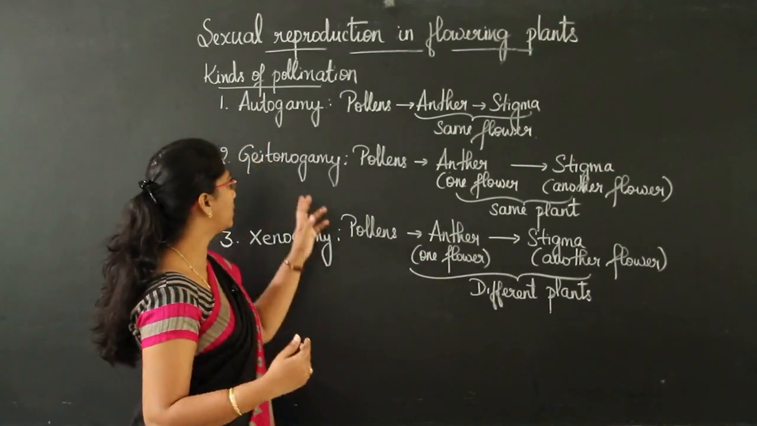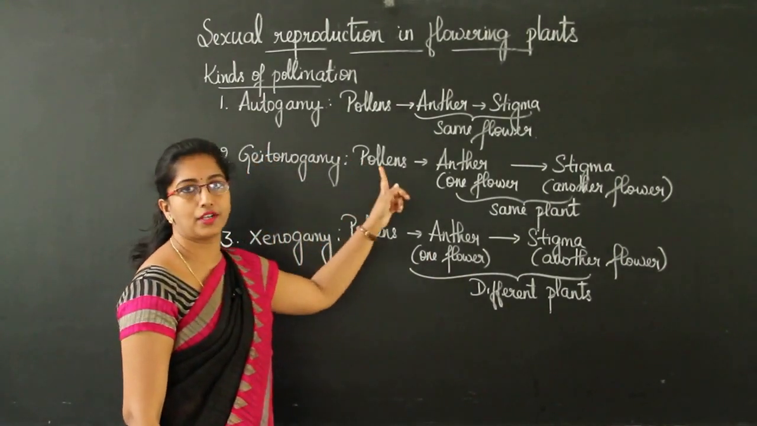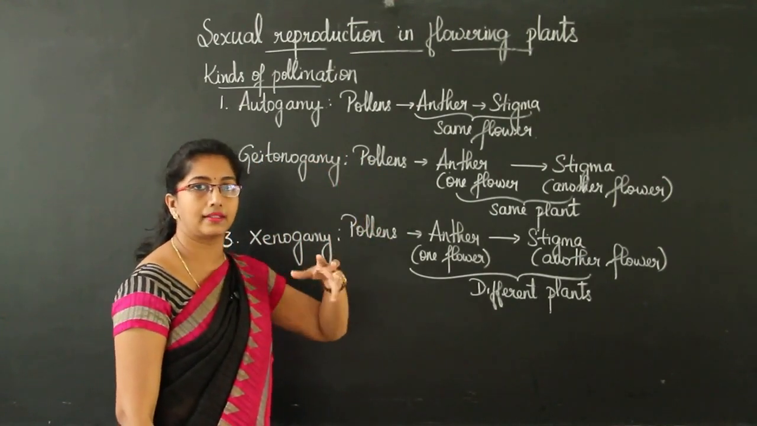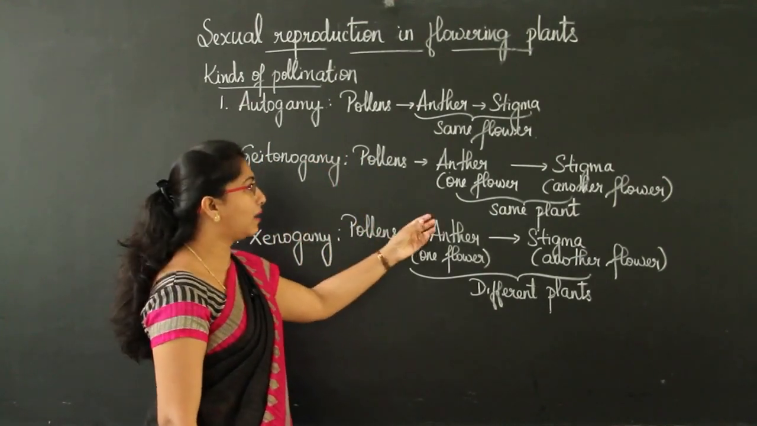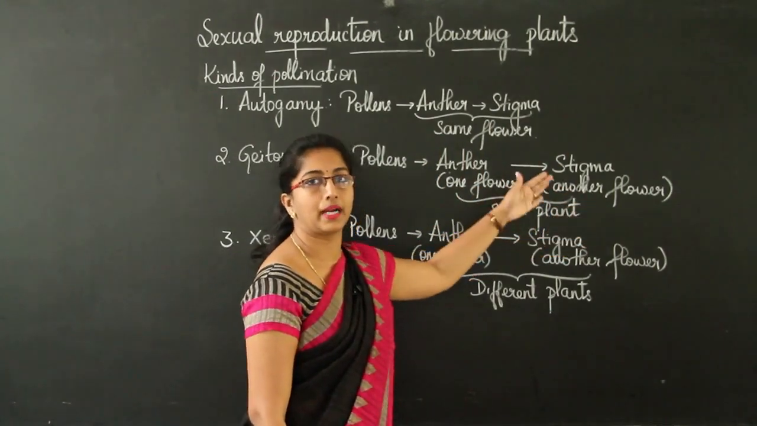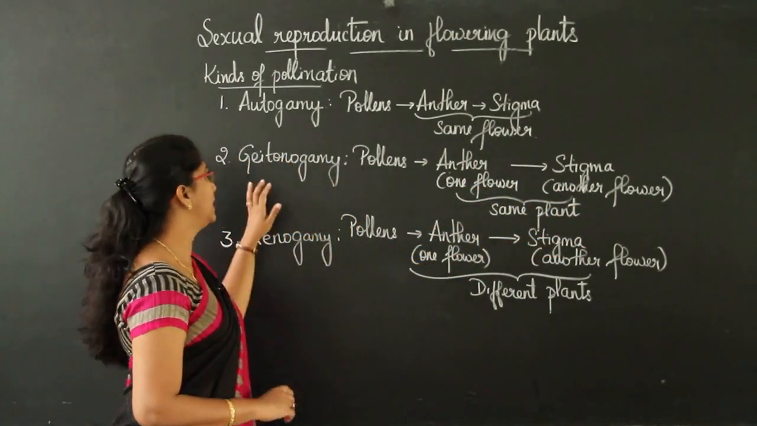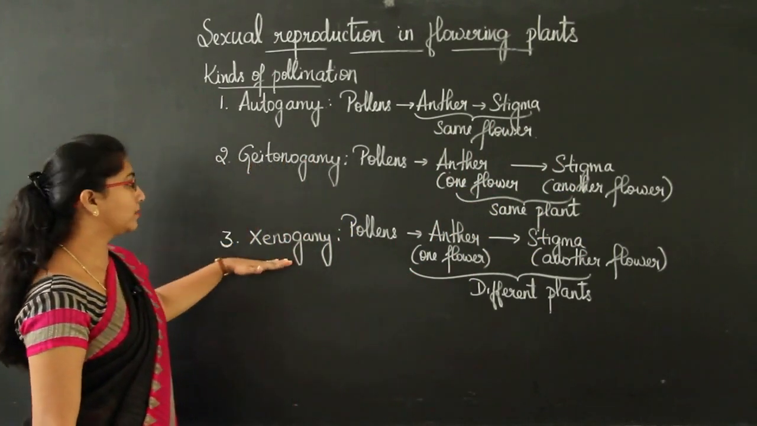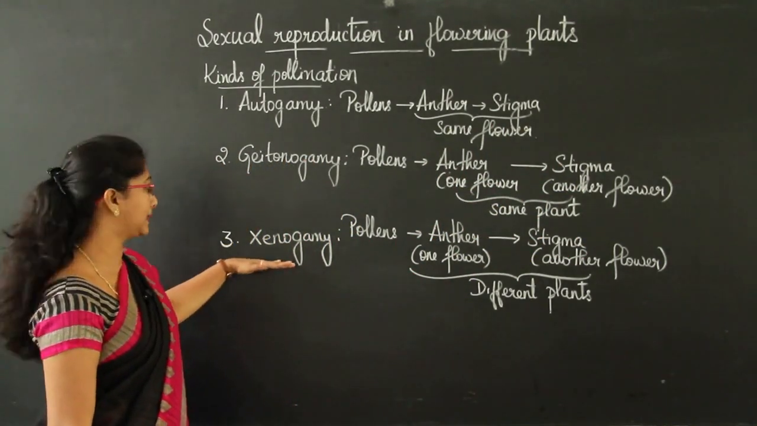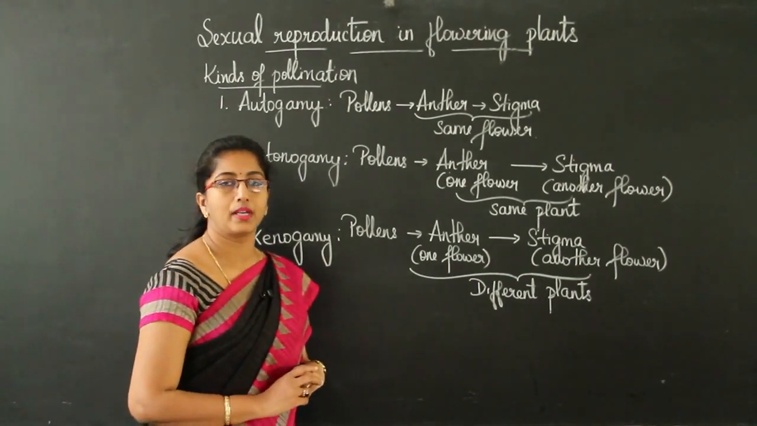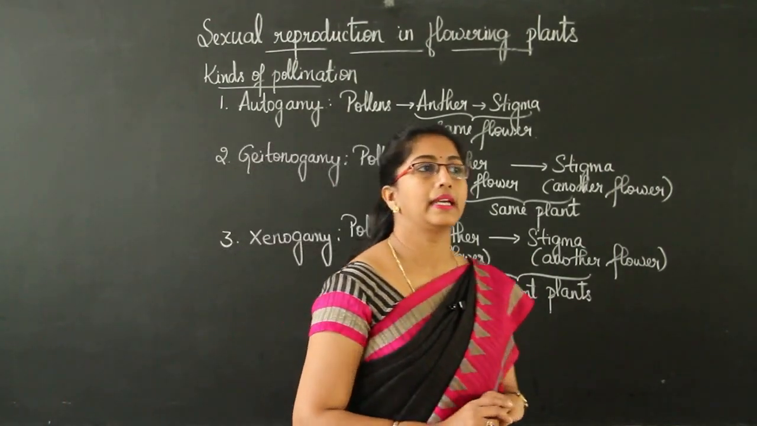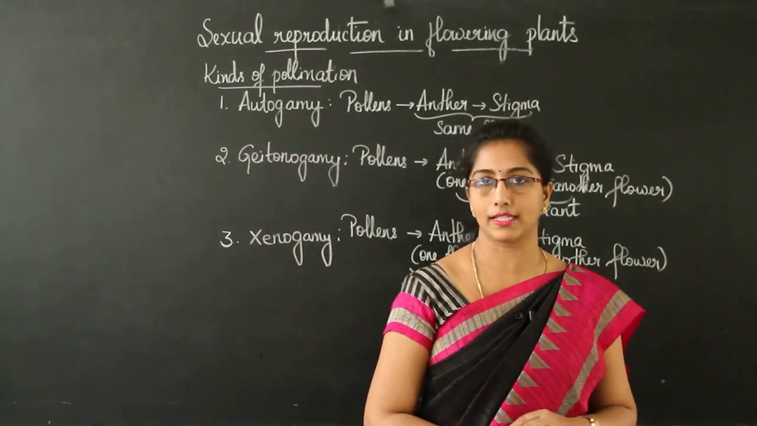Okay, so therefore geitonogamy is transfer of pollen grains from the anther of one flower to the stigma of another flower, but on the same plant. Okay, so that is geitonogamy. Now coming to the next type, third type, that is xenogamy. Now xenogamy, we say it is complete cross pollination.